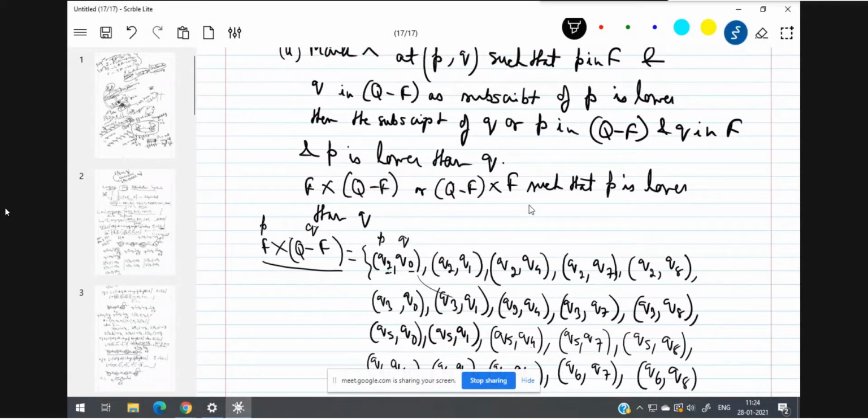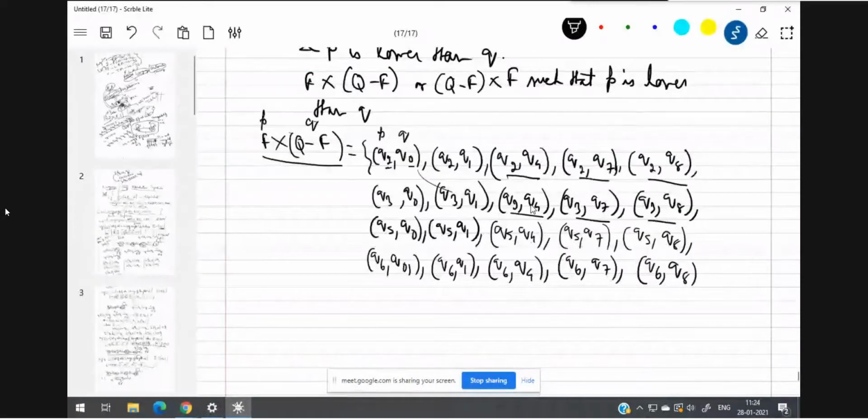So the eligible candidates are this one, this one, this one, and then this one, this one, this one, then what else? Okay, this one, this one, this one, this one. Got it? From F cross Q minus F, we have selected those PQ pairs where the subscript of P is less than Q. So I've selected Q2, Q4, Q2, Q7, Q2, Q8, like that. Now what I'm going to do is, wherever I find this pair, wait, 1 second.